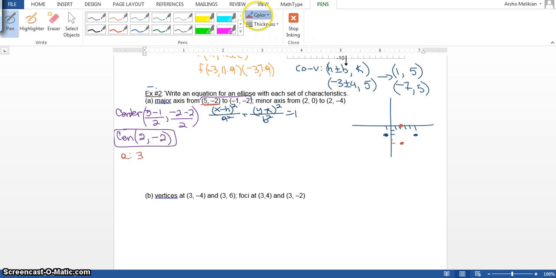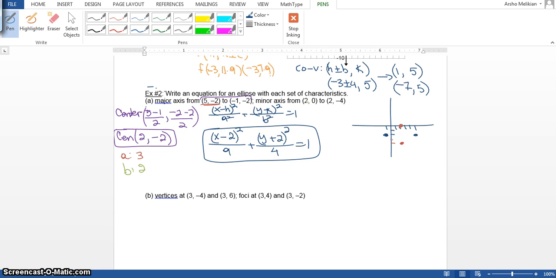What is b the distance of? The center to the other point. From (2, -2) to (2, 0), how big is it? 2 spaces. And look at that, I have everything I need now. We don't do negative, because this is a distance. So my equation will be (x − 2)² over 9 plus (y + 2)² over 4 is equal to 1. And that's all.